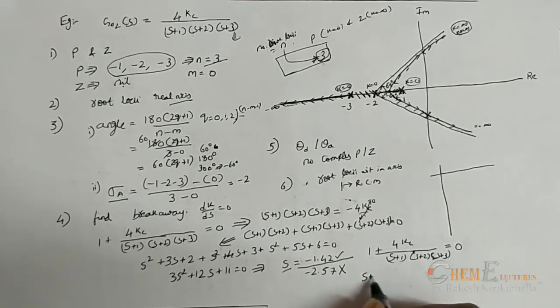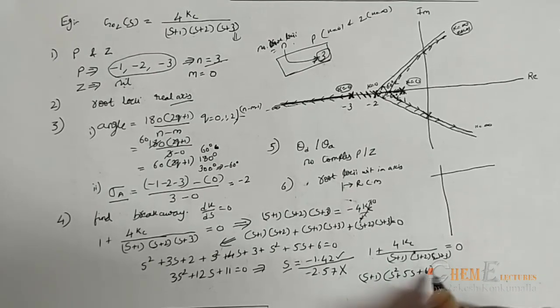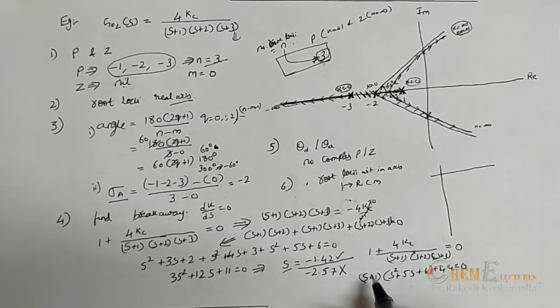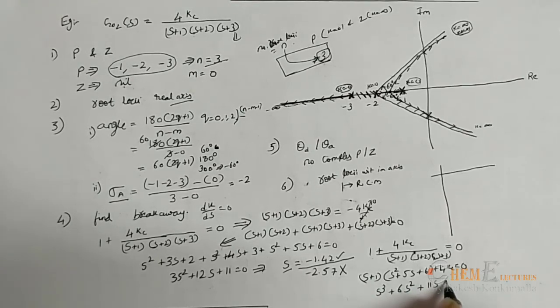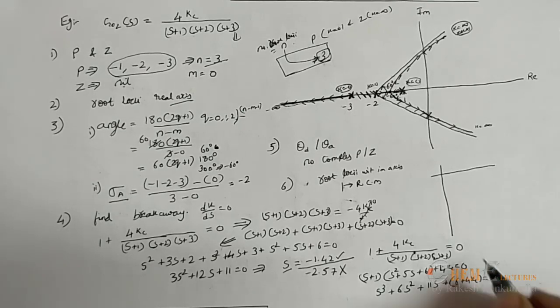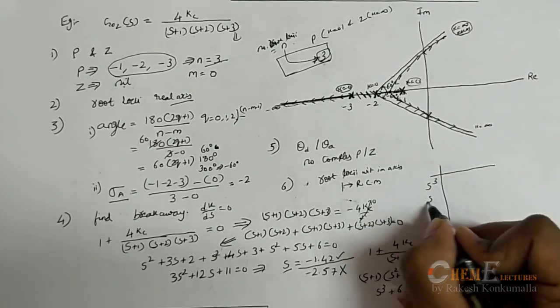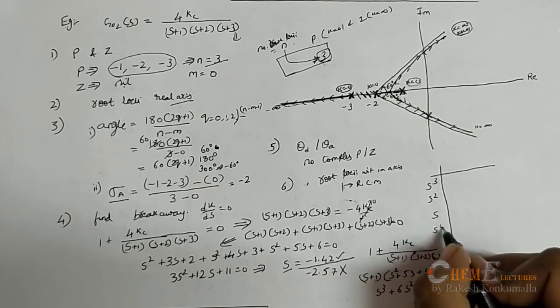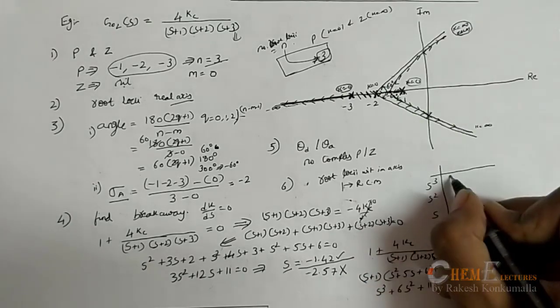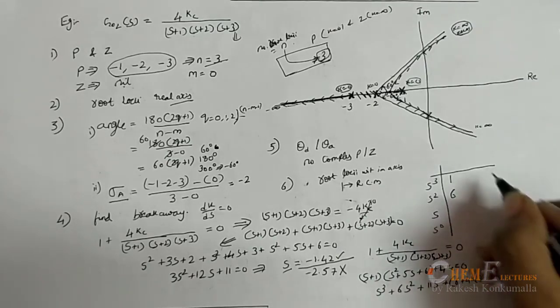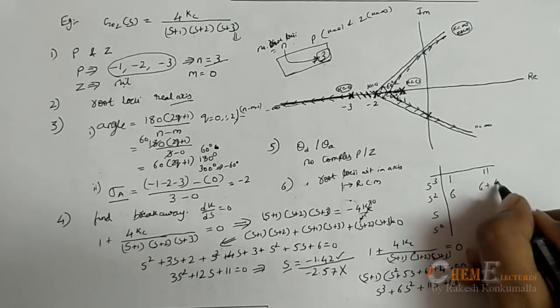Then s plus 1 into s squared plus 5s plus 6, plus 4kc, is equal to 0. Further rearranging, I can find s cubed plus 6s squared plus 11s plus 6 plus 4kc is equal to 0. Now I will find this using Routh's criterion: s cubed, s squared, s, and s power 0. The first row I will write as 1, 11; the second row 6, 6 plus 4kc; and 0, 0.